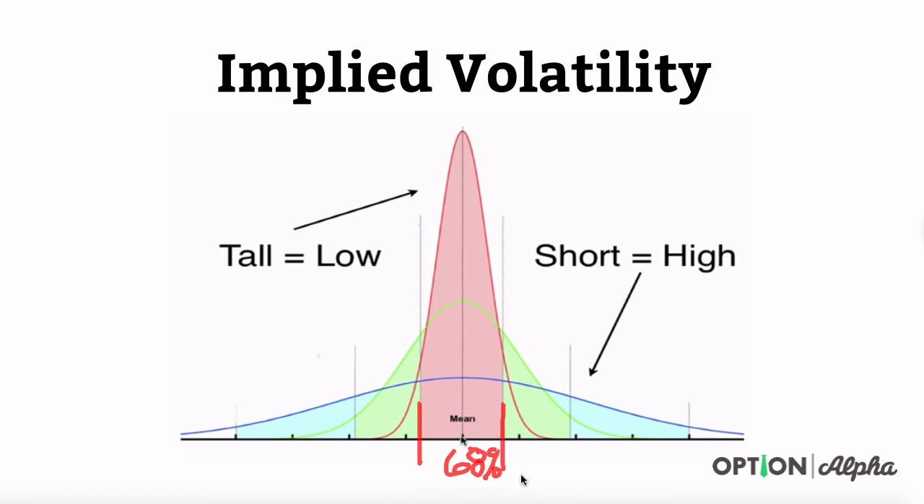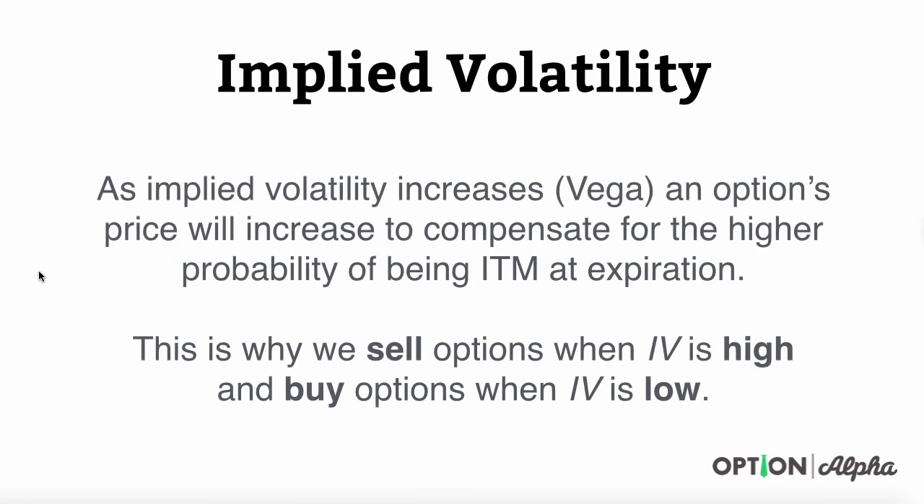So you can see now that implied volatility is a critical ingredient to your ability to be successful, but it's also this understanding of how implied volatility shapes and molds this distribution graph that we use. So as implied volatility increases, or what's commonly called vega in option pricing, an option's price will increase as well to compensate for the higher probability of being in the money at expiration.